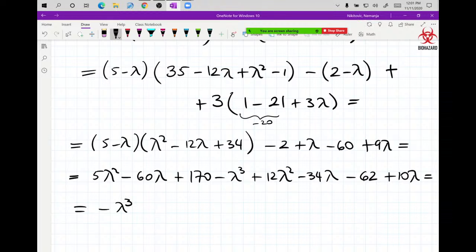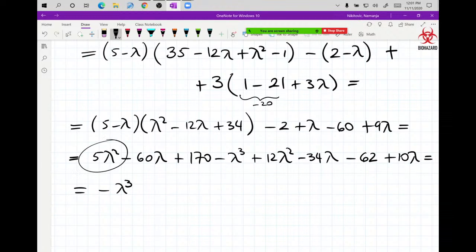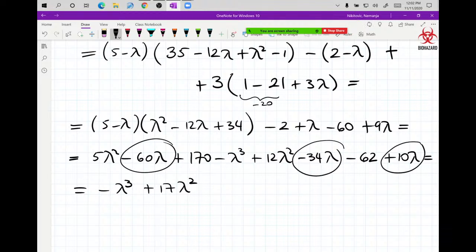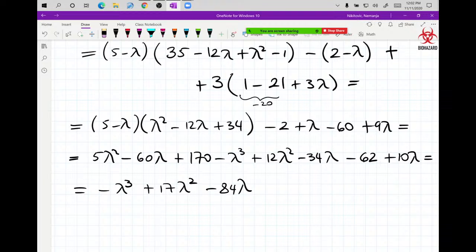Minus lambda cubed, so where are my squares? This one and this one. That's plus 17 lambda squared. Okay, let's see the vanilla lambdas. That's the vanilla, that's the vanilla, that's the vanilla. Meaning linear, if you want to translate that. So that's negative 94, negative 84 lambda. And then the constants, 170 minus 62 is 108, equal to 0.